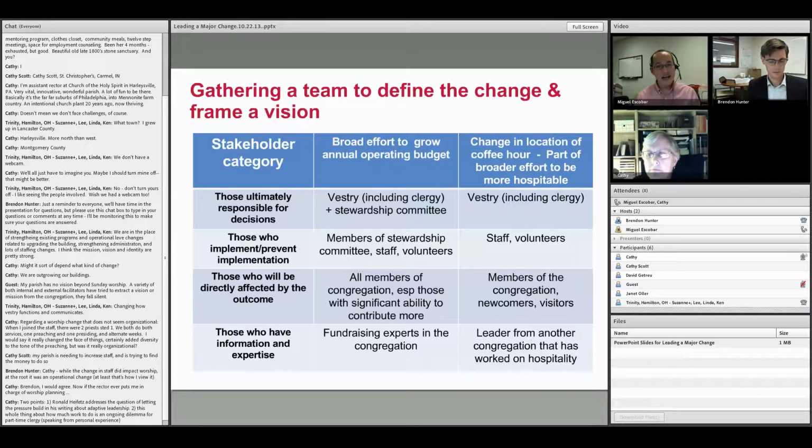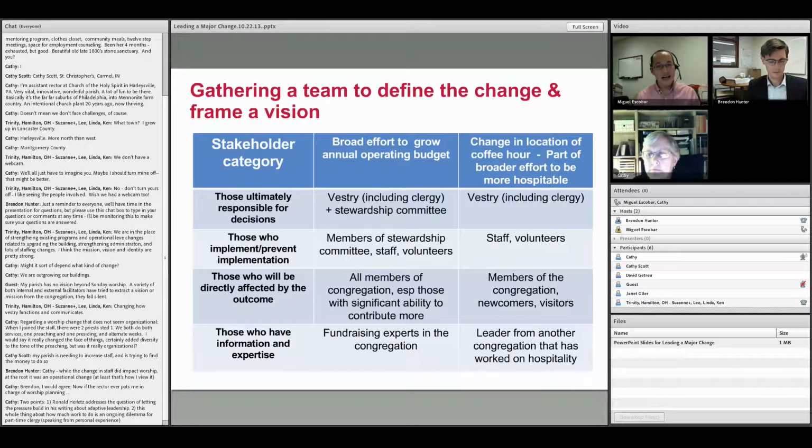So again, identifying an area of change, building a sense of urgency. The next step is you want to root your change in a positive vision. And in order to do that, you want to gather some of the key stakeholders within the congregation to collectively discern with you where we are headed with all of this.